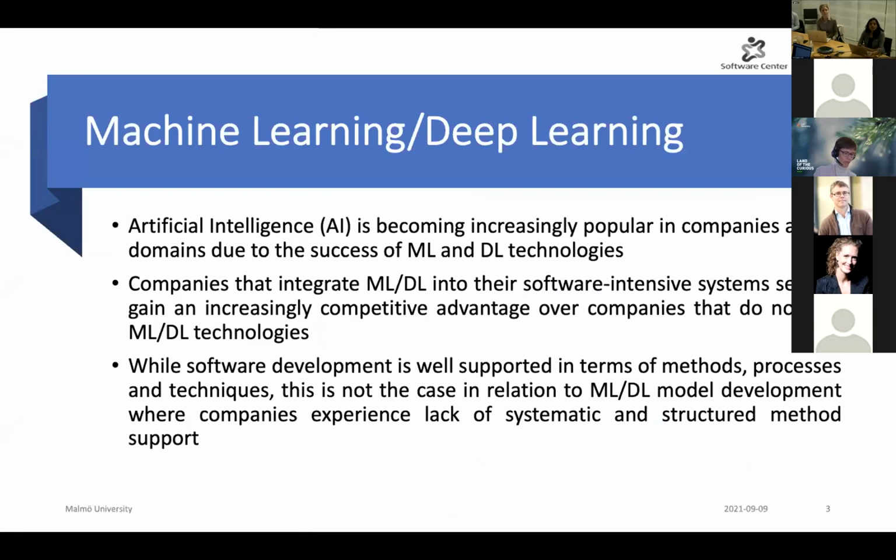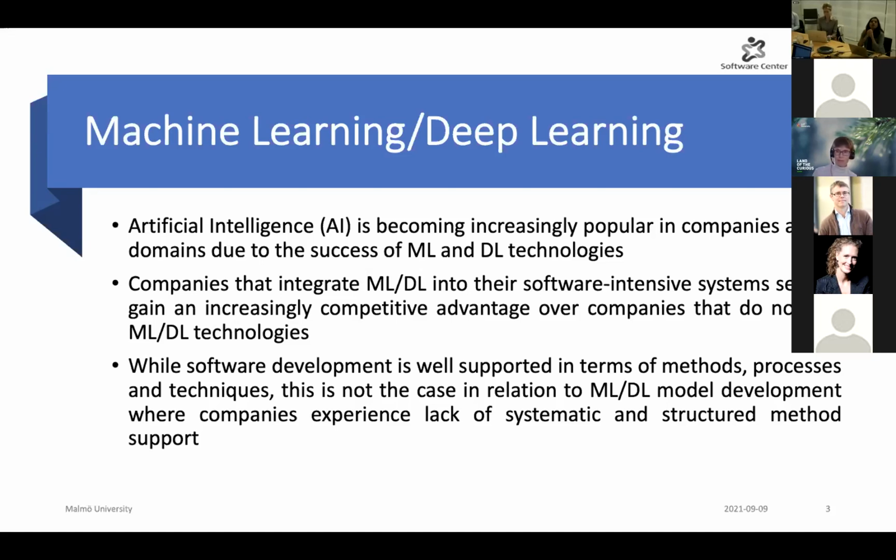Why are machine learning and deep learning technologies popular in companies? One of the reasons is that companies that integrate machine learning and deep learning into their software-intensive systems always seek to gain an increasingly competitive advantage over companies that do not use ML and DL technologies. And with the introduction of cloud technologies, and the availability and access to high volumes of data, artificial intelligence is becoming increasingly popular in companies.